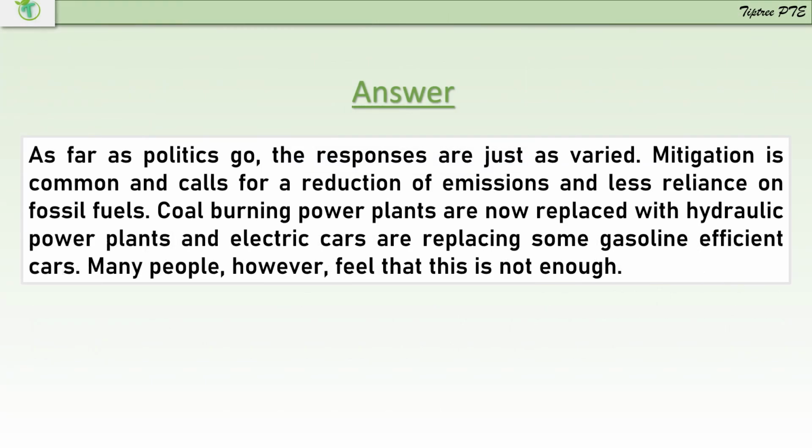As far as politics go, the responses are just as varied. Mitigation is common and calls for a reduction of emissions and less reliance on fossil fuels. Coal-burning power plants are now replaced with hydraulic power plants, and electric cars are replacing some gasoline-efficient cars. Many people, however, feel that this is not enough.